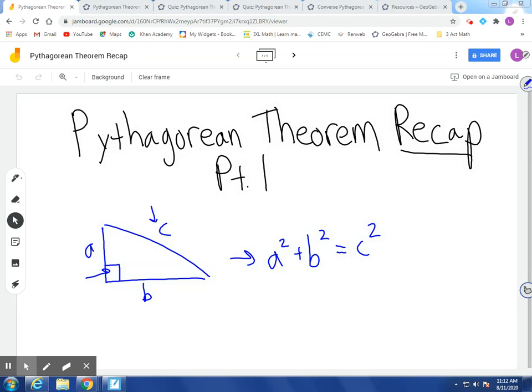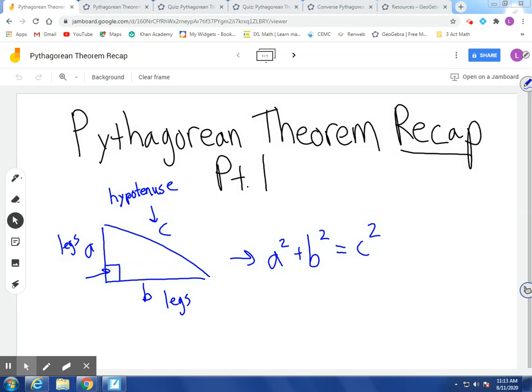Now, c has a special vocabulary name that goes with it, and that is hypotenuse. And so if you see that word, they're talking about the longest one. And then these we just tend to call legs. And sometimes we'll differentiate them, say short leg, long leg, but really it doesn't matter, it's a leg.